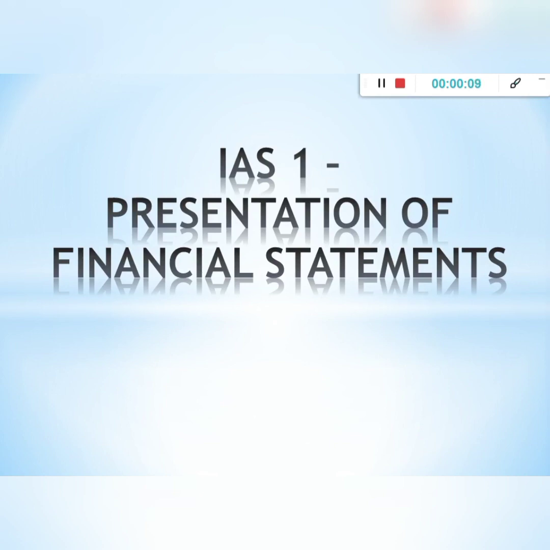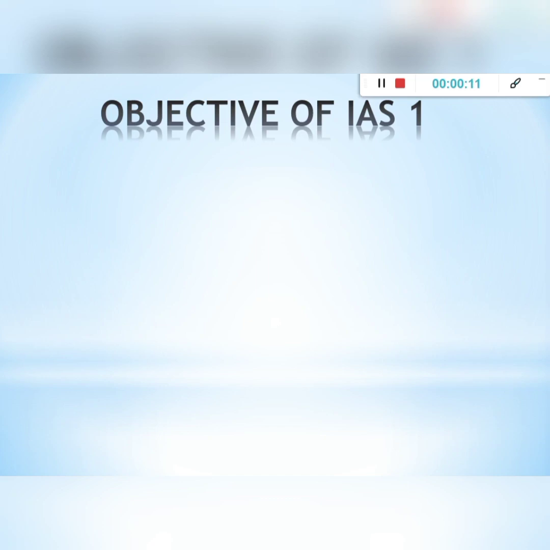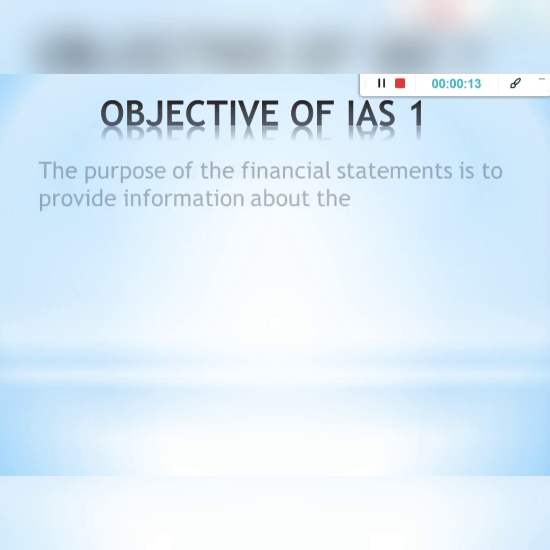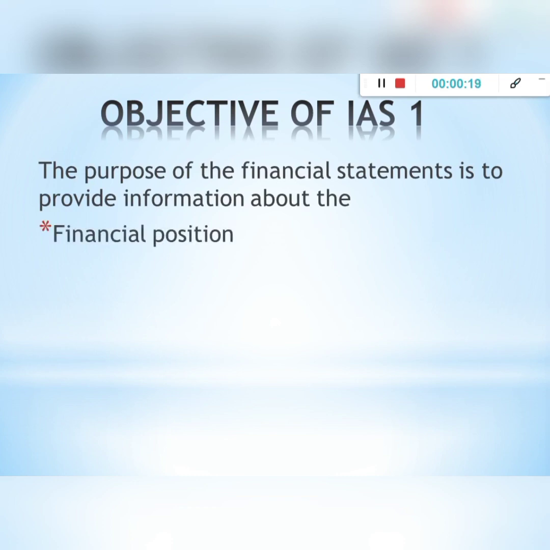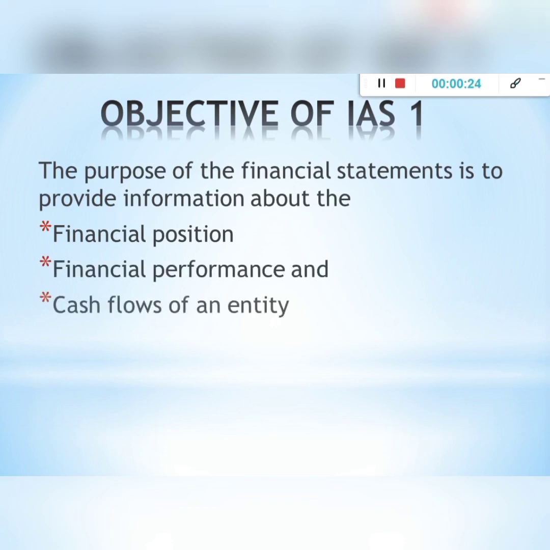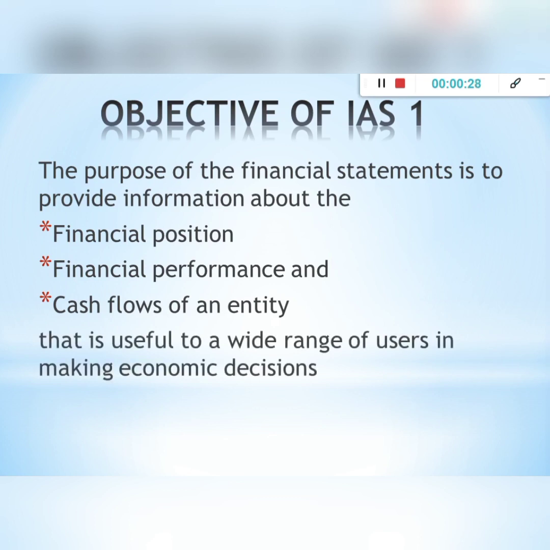Let's dive into the standard. Now let's look at the objective of IAS 1. The purpose of the financial statements is to provide information about the financial position, the financial performance, and the cash flow of an entity. This is useful and will help a wide range of users to make economic decisions.